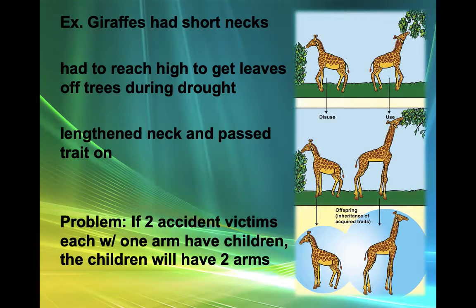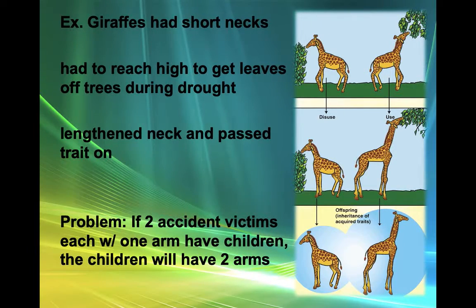Here's a problem. Maybe that was good for that time, but if you think about this a little bit more, using 21st century hindsight, if you had two accident victims that both had one arm, and they were having children, their children would have two arms, obviously, because the long neck trait of the giraffe was not in the way that Lamarck was thinking about. It was not in the genetics of the organism.